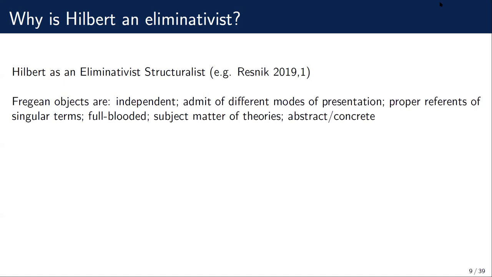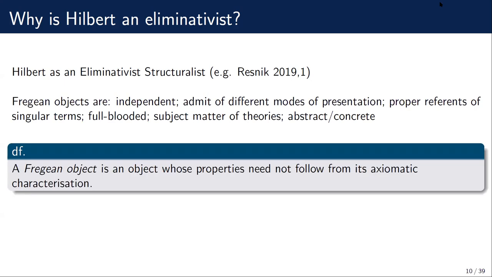It's the subject matter of a theory. They can be both abstract and concrete. Mathematical objects are objects, just as much as Julius Caesar, and so on. So that's all the classic Fregean properties of an object. And then I'll say that a Fregean object is an object whose properties do not need to follow from its axiomatic characterization. What does that really amount to?